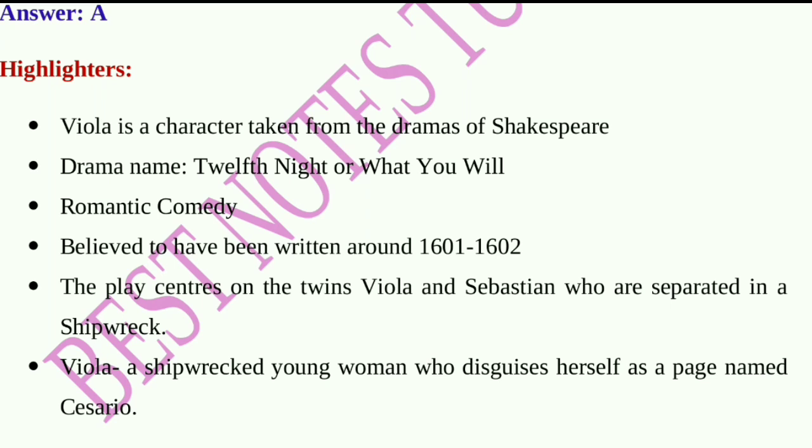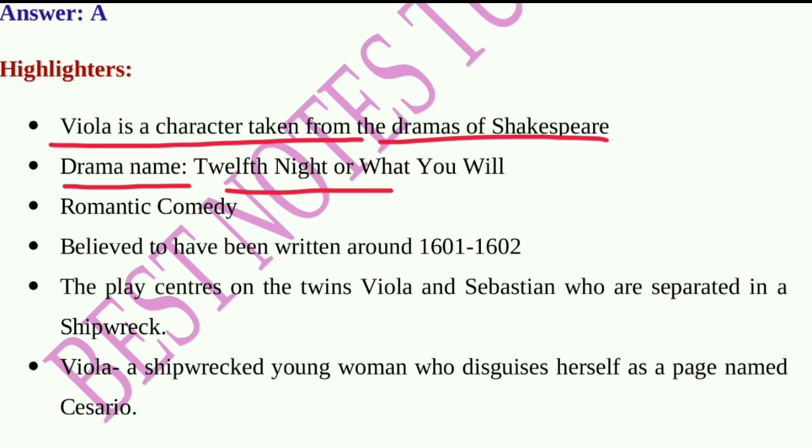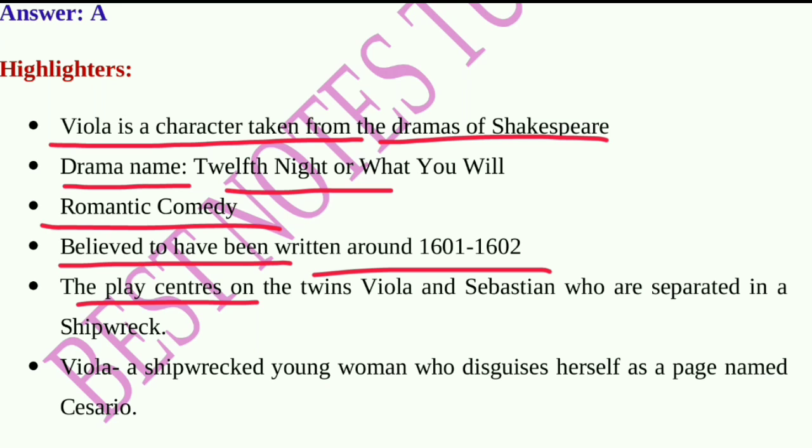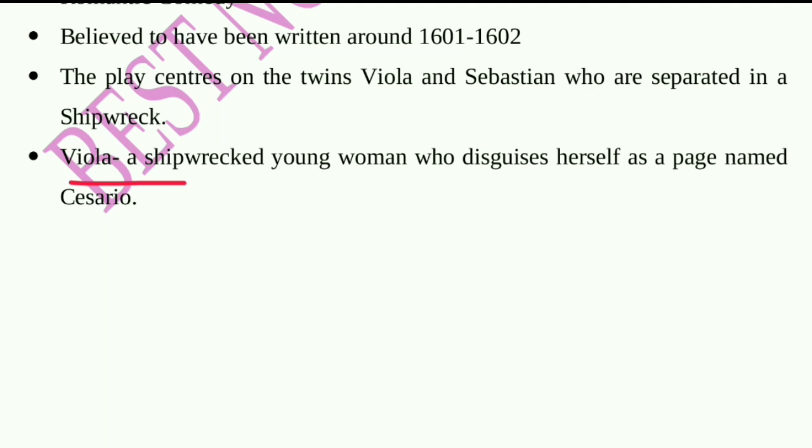Viola is a character taken from the dramas of Shakespeare. The drama's name is Twelfth Night, or What You Will. It is a romantic comedy believed to have been written around 1601 to 1602. The play centers on the twins Viola and Sebastian, who are separated in a shipwreck. Viola, a shipwrecked young woman, disguises herself as a page named Cesario.